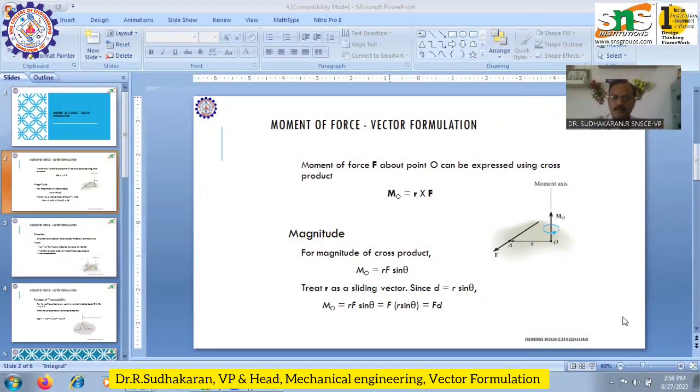You can see from the figure the force F acting at point A, and R is the perpendicular distance of the force from point O, about which we are going to take the moment. So how do we represent the moment in vector form? The moment of a force about a point can be expressed using the cross product: MO equals R cross F.